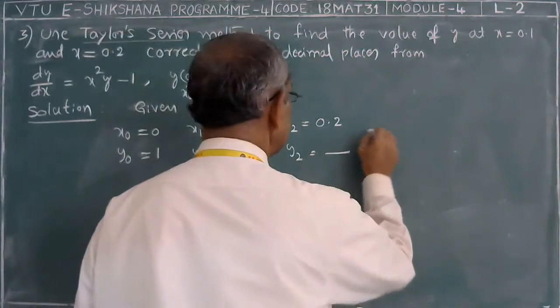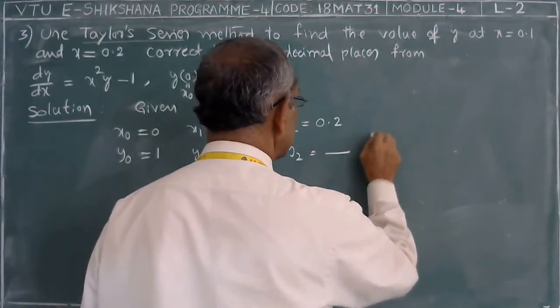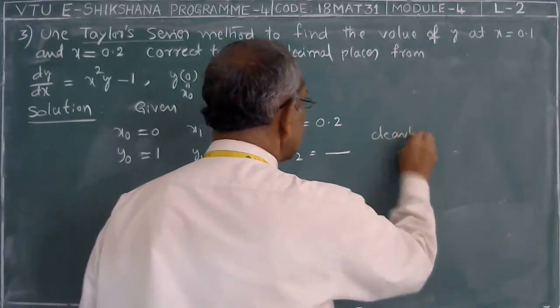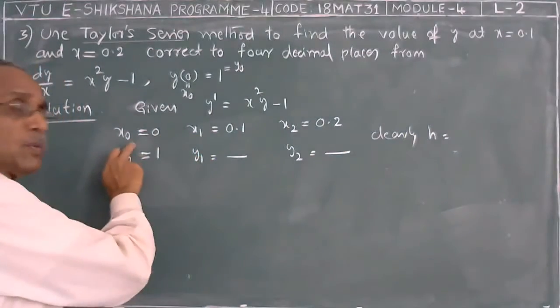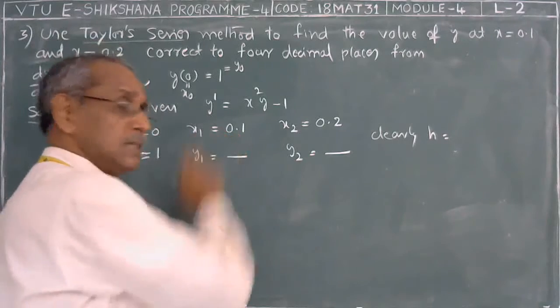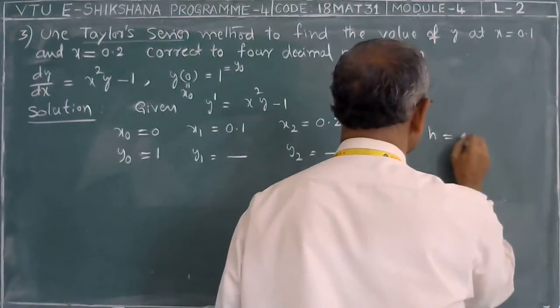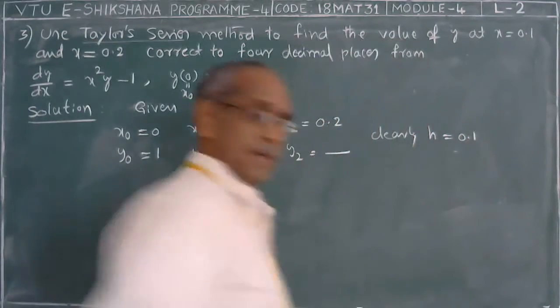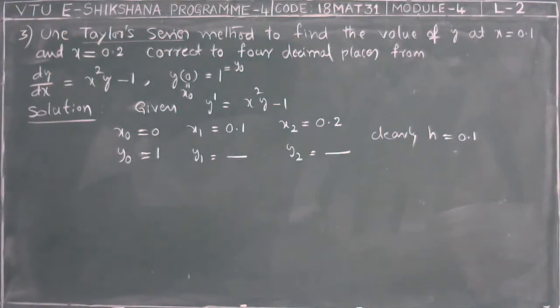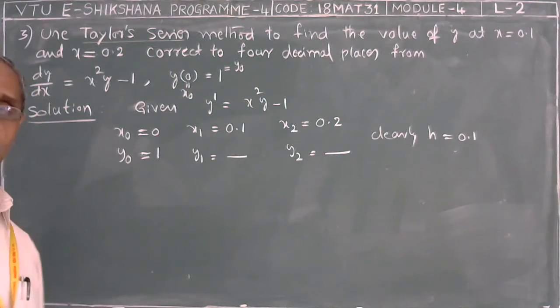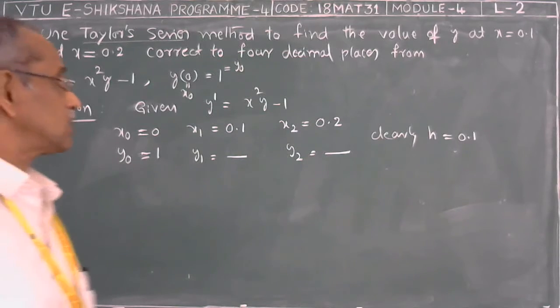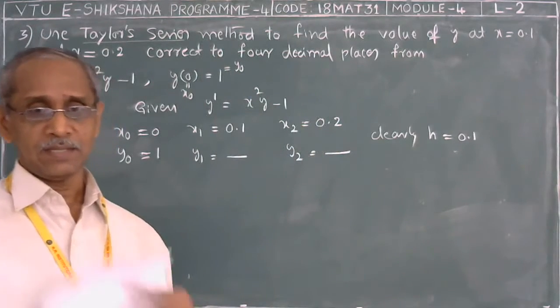So clearly h is x1 minus x0, which is 0.1, or x2 minus x1, which is 0.1. So h is 0.1. So we need to calculate value of y at x is equal to 0.1, value of y at x is equal to 0.2 using Taylor series method.